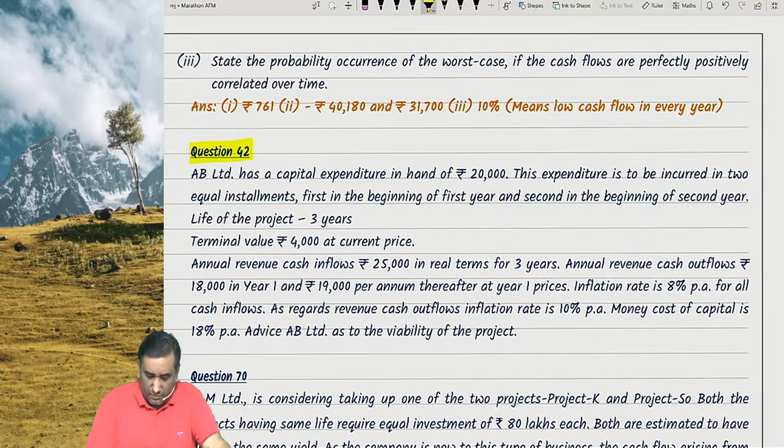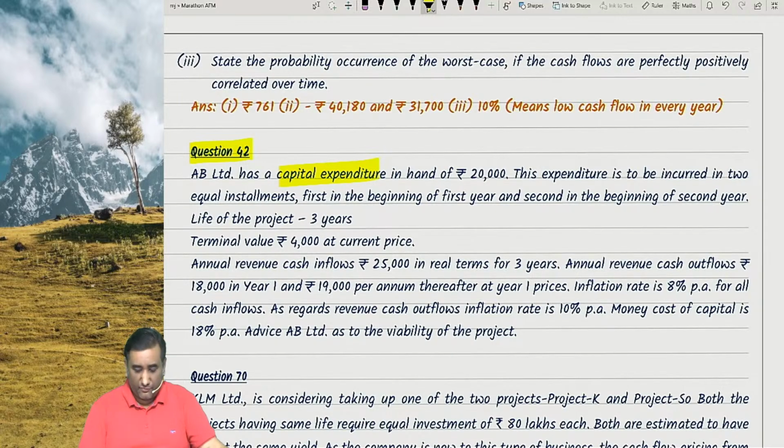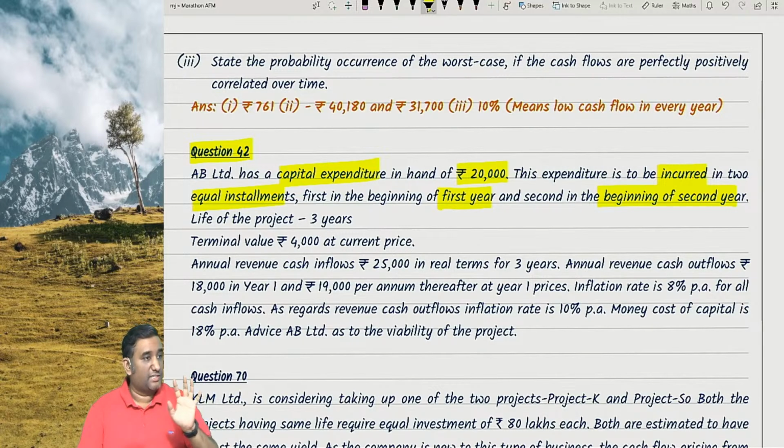Read question number 42. AB Limited has a capital expenditure. In case someone has missed out, we have done ample discussion of inflation in the chapter International Capital Budgeting. We have done a few questions also there. AB Limited has a capital expenditure in hand of rupees 20,000. Expenditure is to be incurred in 2 equal installments, first in the beginning of first year and second in the beginning of second year. Now he is saying 20,000 would be 0 period and first year. Whatever is happening in first year has to be adjusted with the time value of money plus something else if required. Life of project is 3 years.